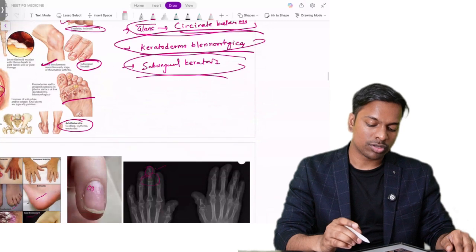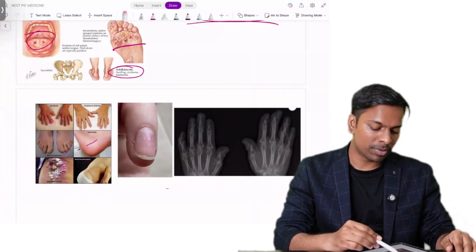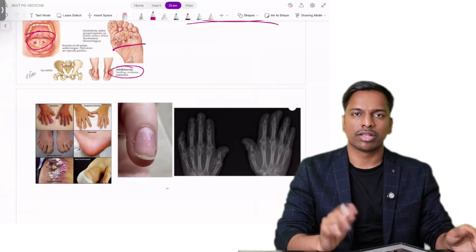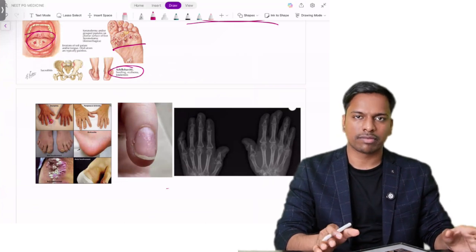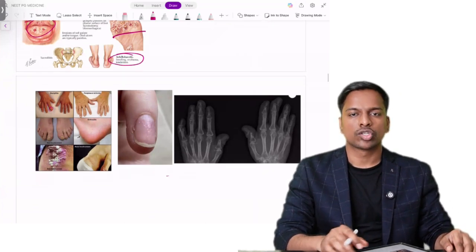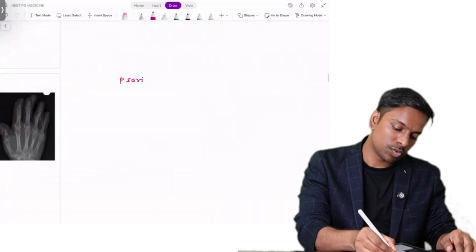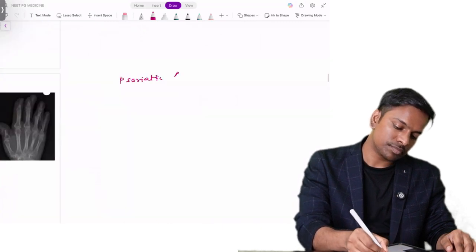Coming to one more seronegative arthritis now, which is very commonly asked in exams. Not in the theory, they'll ask in the vivas. So it's very, very important. That is nothing but psoriatic arthritis.